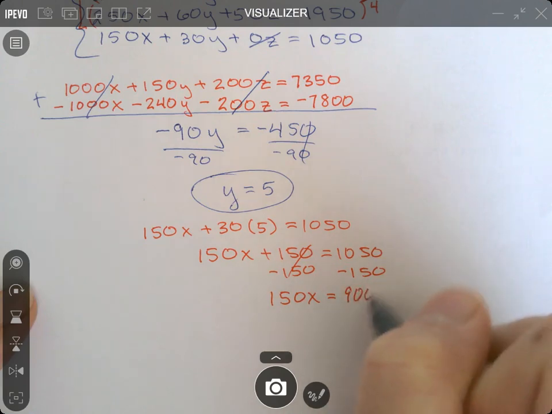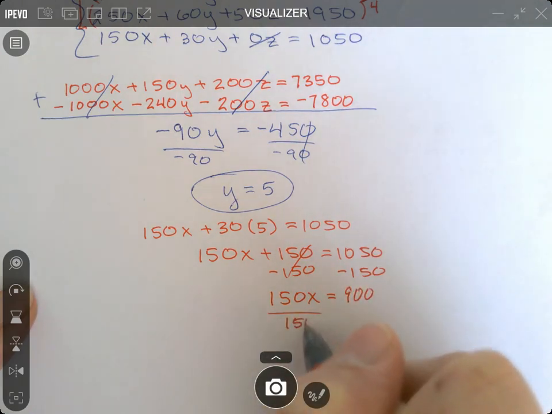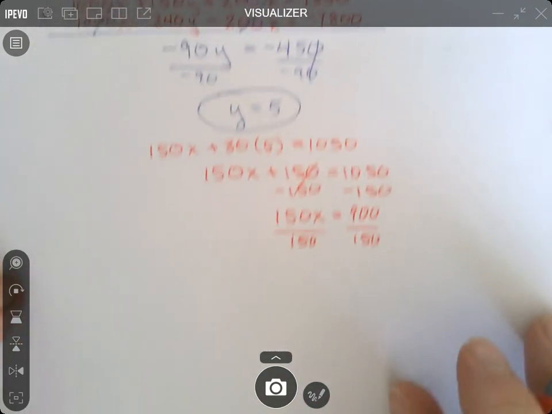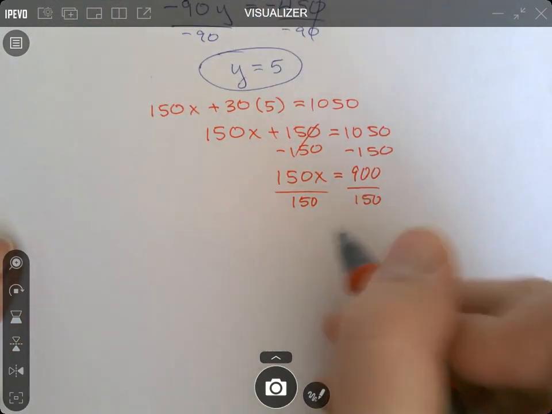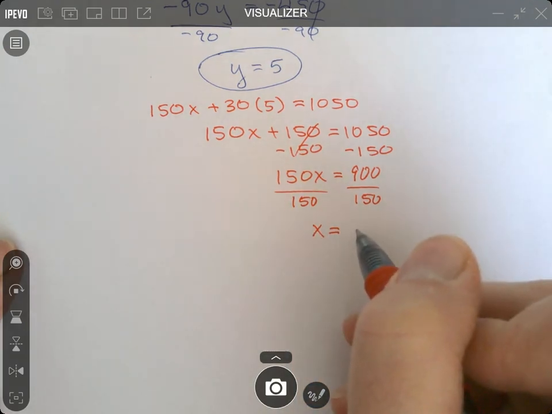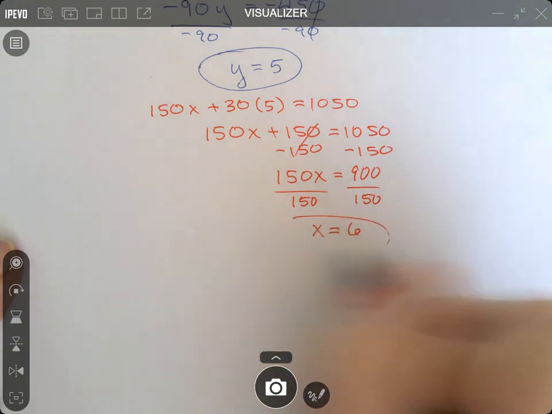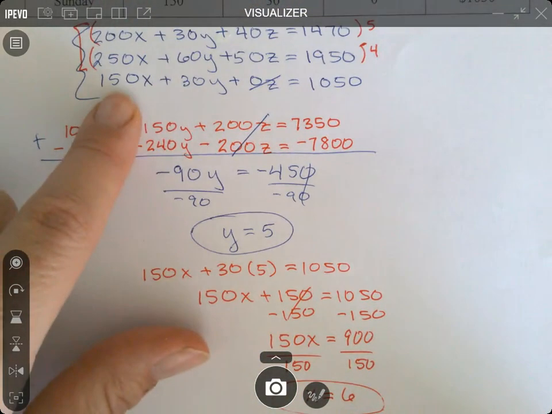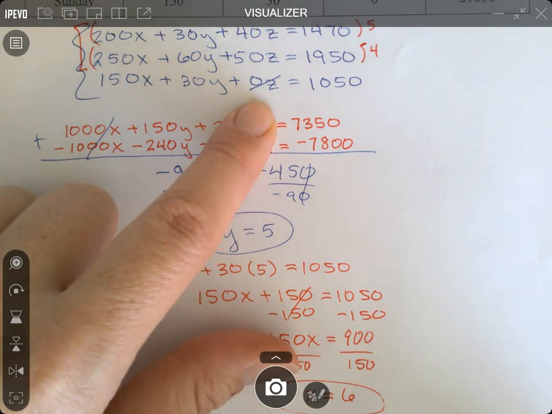Okay, divide by 150. What is x equal? Is it 6? Because 3, 3, and 3? Or 2, 2, and 2, yeah. Okay, that's x. What else do I still need, guys? Z. Okay, I can't use this equation to find z because there's 0 z's.